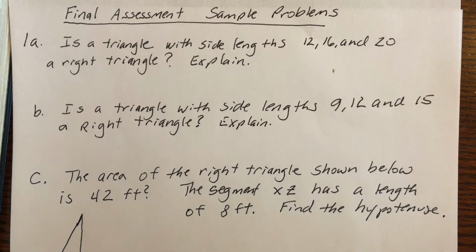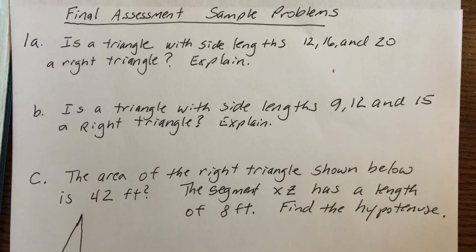Alright guys, here's my first video for the final assessment problems that I assigned that are due on Monday, June 8th. My problem 1A, which is similar to yours, says: is a triangle with side lengths 12, 16, and 20 a right triangle? Explain. So what I have to do here is sub these numbers into the Pythagorean theorem.